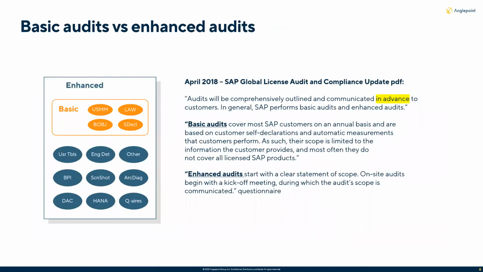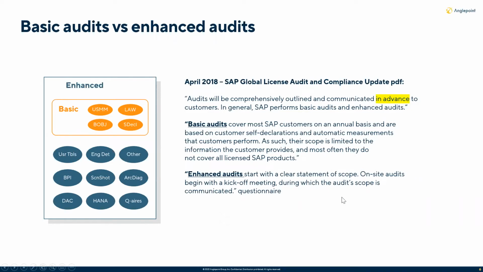Basic audits versus enhanced audits. So basic, those are the tools that we already talked about. That's what's collected. Once you get into an enhanced audit, all of these other bullets that are listed here, these little bubbles, those are the other types of reports that SAP will request. So in 2018, SAP released this PDF publicly, and they described what a basic audit is and what an enhanced audit is. So usually there's a clear statement of scope.